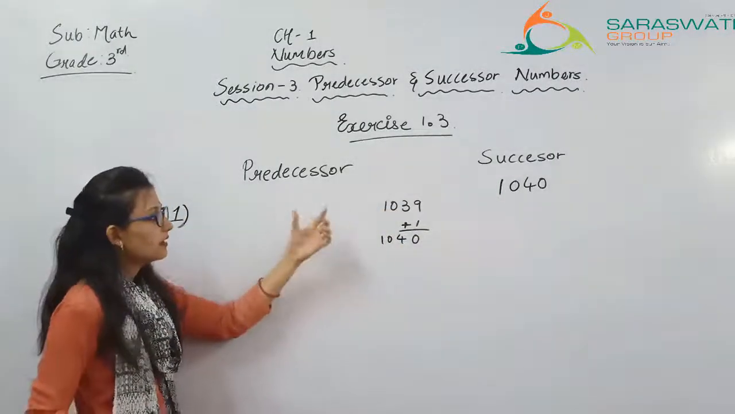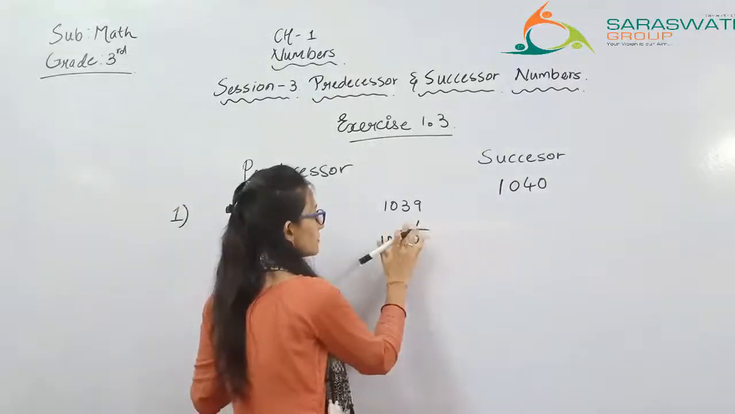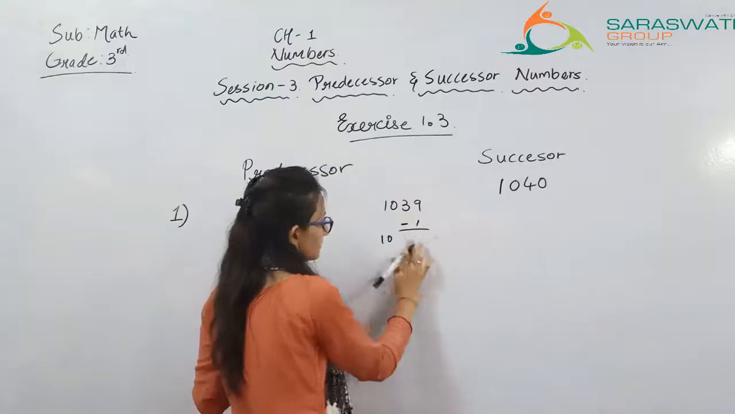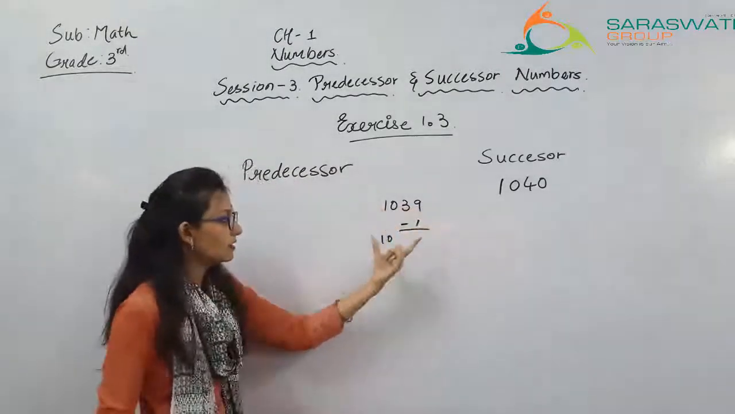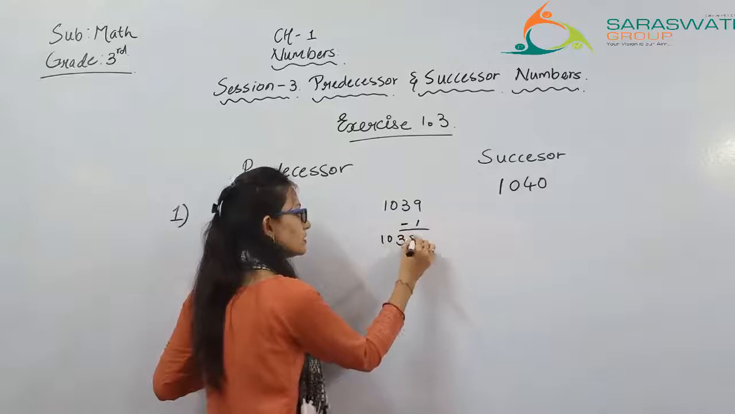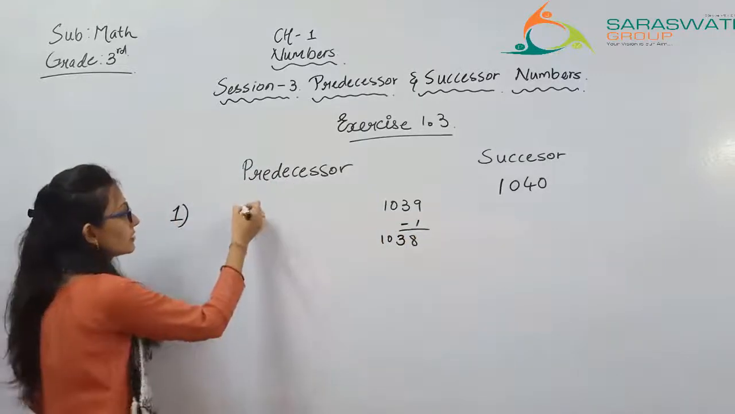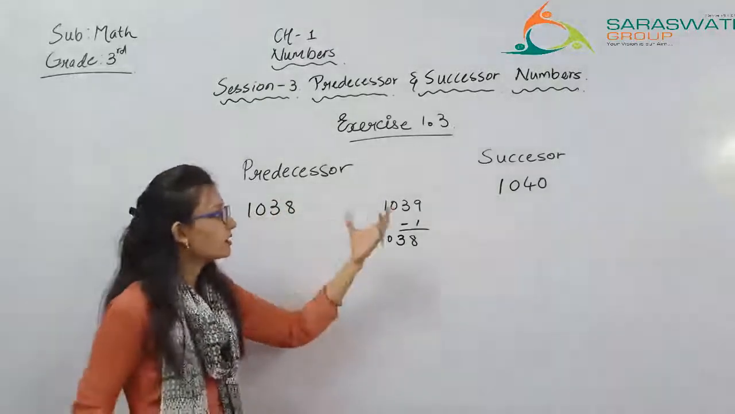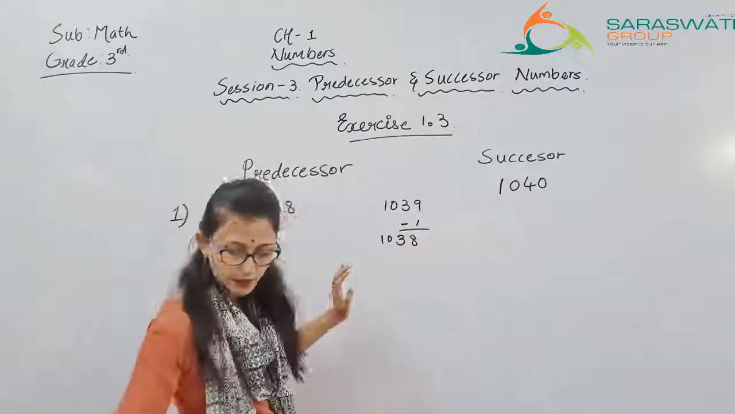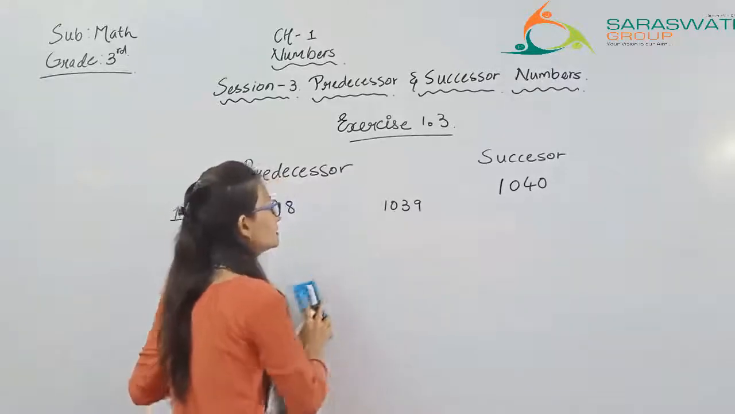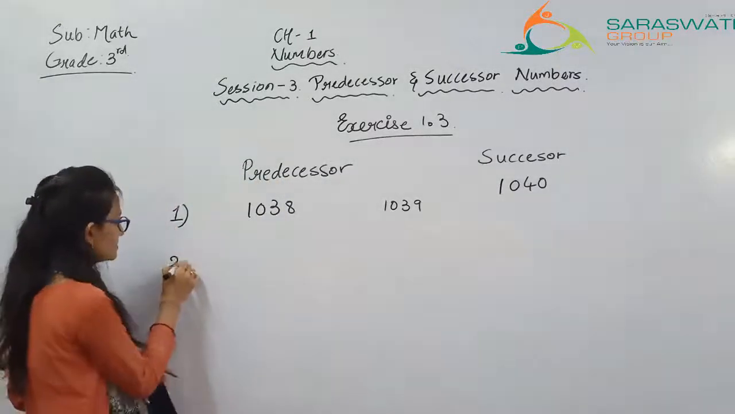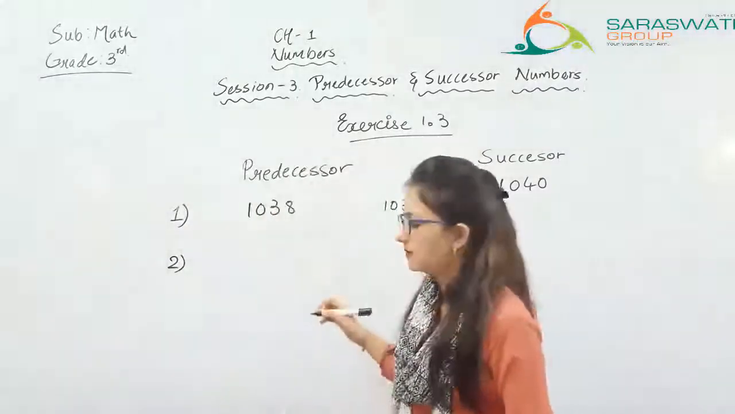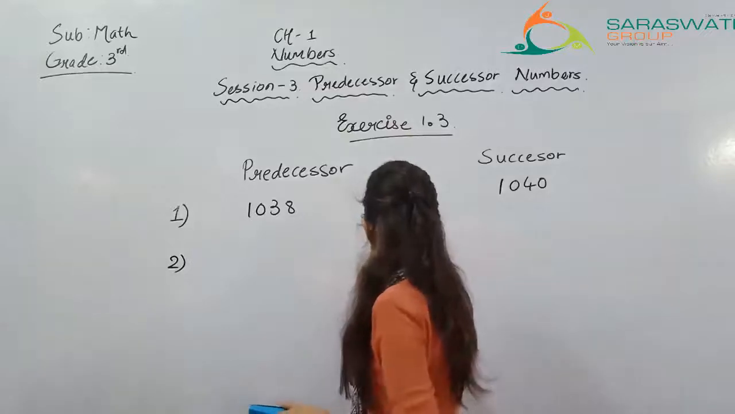And another one, I want the predecessor number. Then what will I do? I will subtract 1 from this. So I will get 1038. So here I will write 1038, which is the predecessor number of this particular number. Similarly, let us understand the second one. 6000.